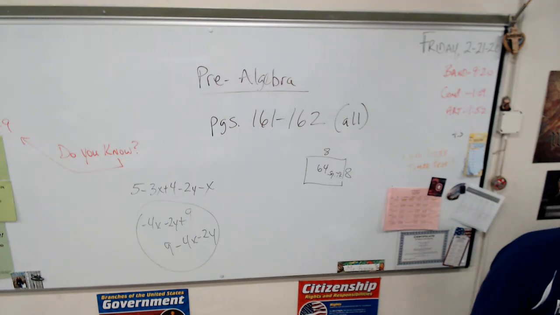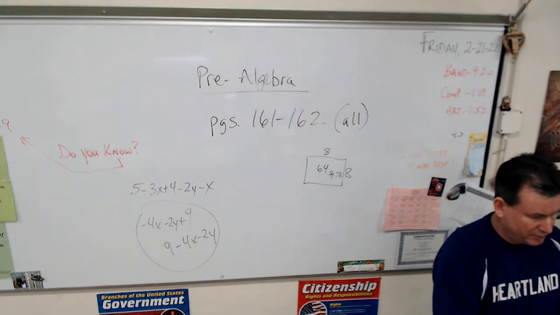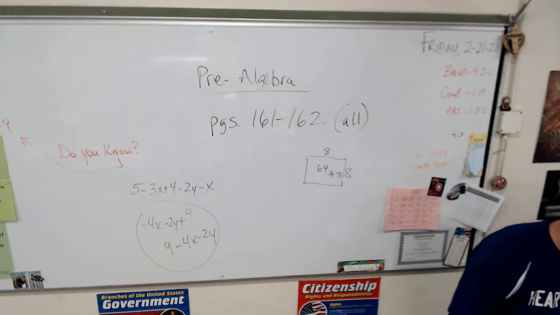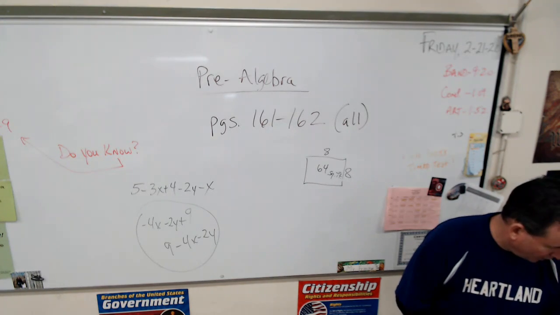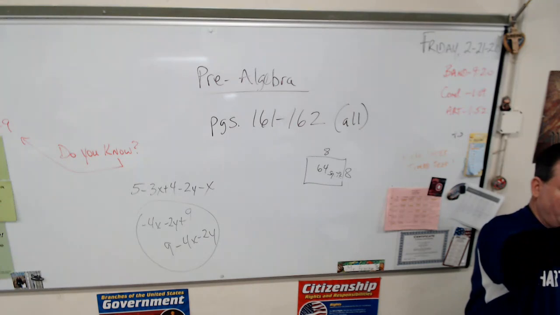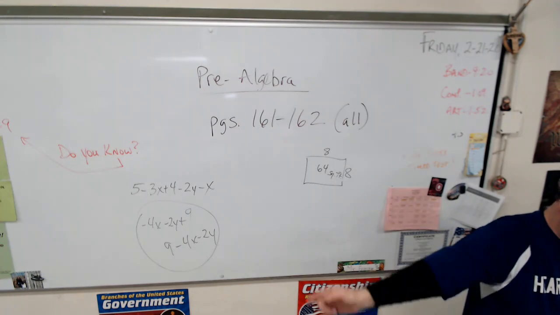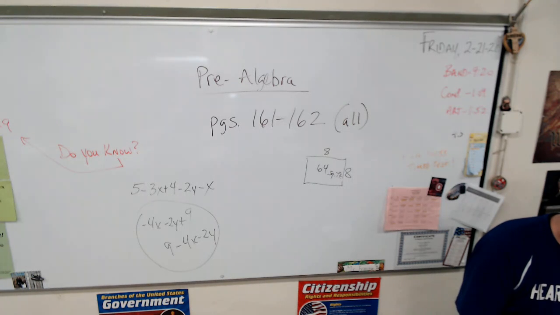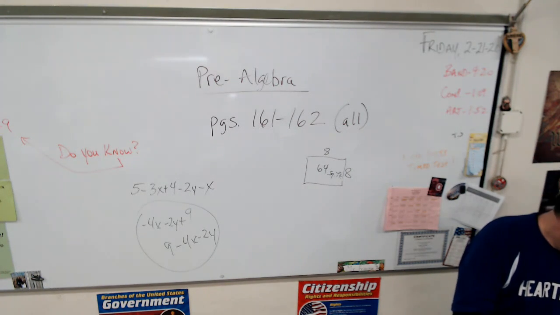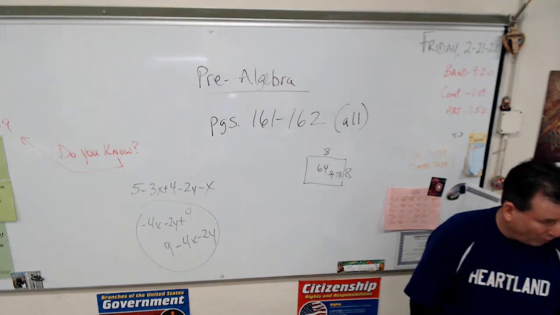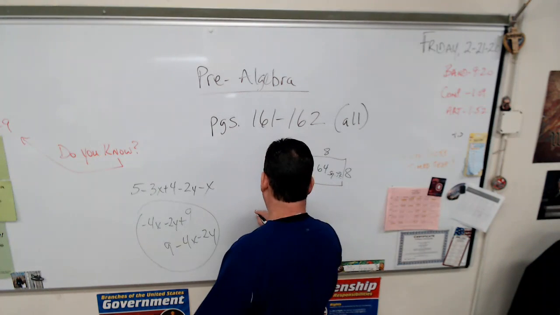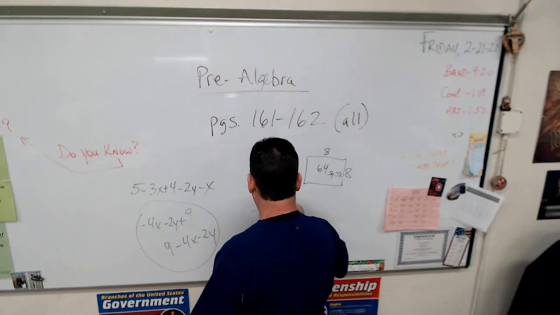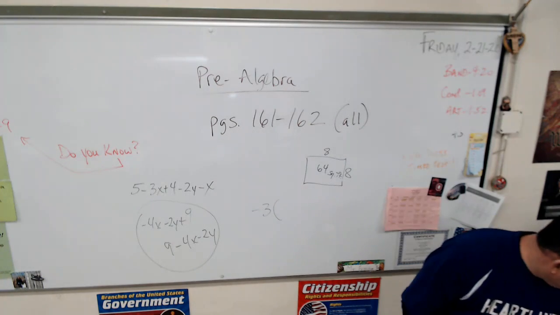Number 18. Which one's equivalent to negative 3 times 2x plus 4? Come on, this one should be easier. Distribute that through there. Brett? No. Rachel? No. H. Oh, yeah. I got H.